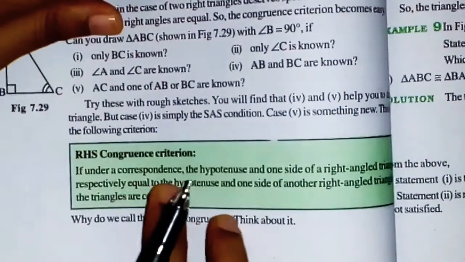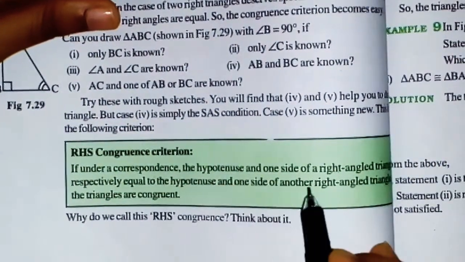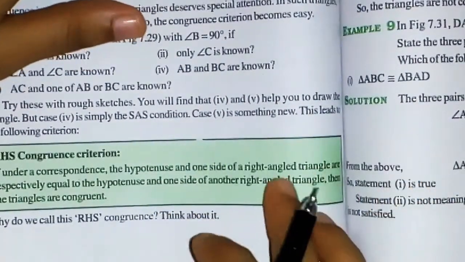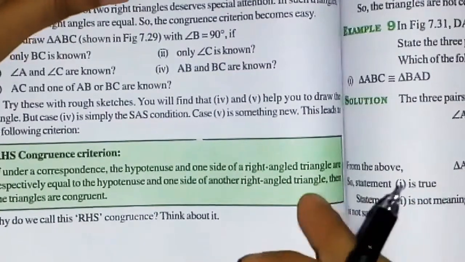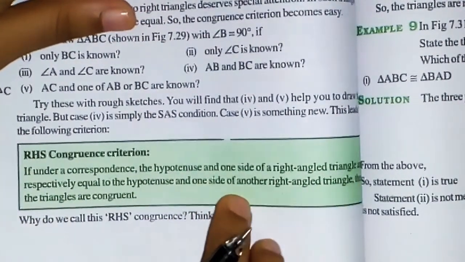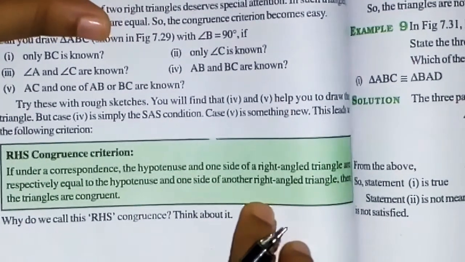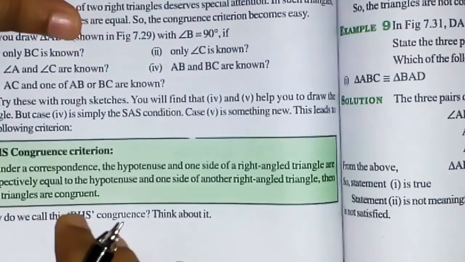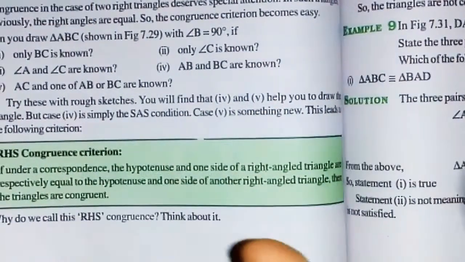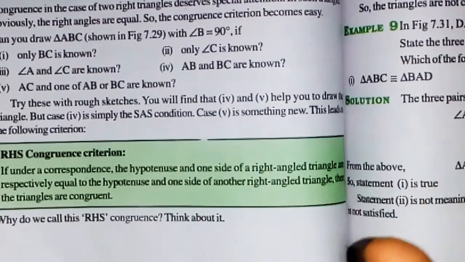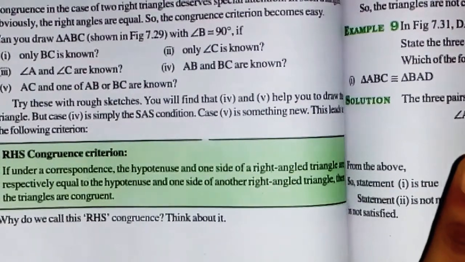So if under a correspondence the hypotenuse and one side of a right angled triangle, not any triangle, it should be a right angled triangle, are respectively equal to the hypotenuse and one side of another triangle, and that other triangle also should be a right angled triangle, then the triangles are congruent, and that is why it is called RHS congruency. R means right angle, H means hypotenuse, and S means side.